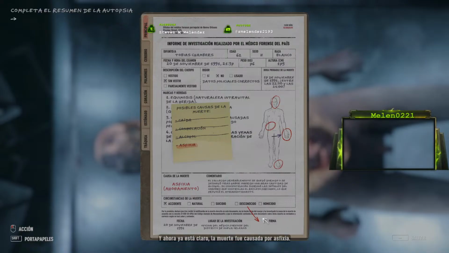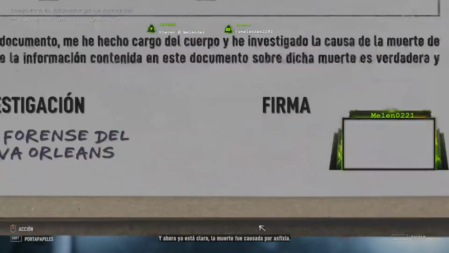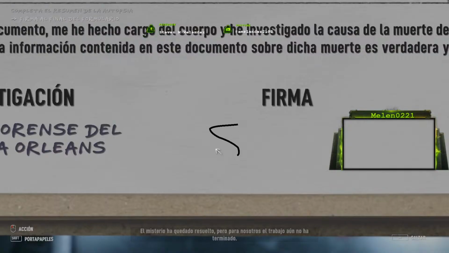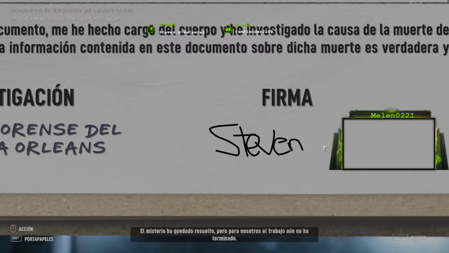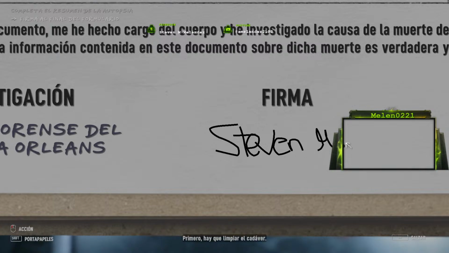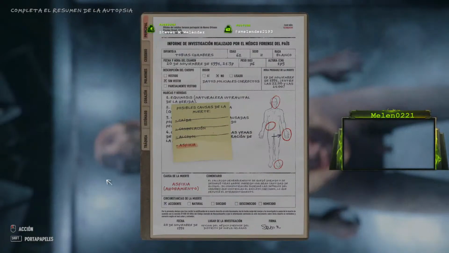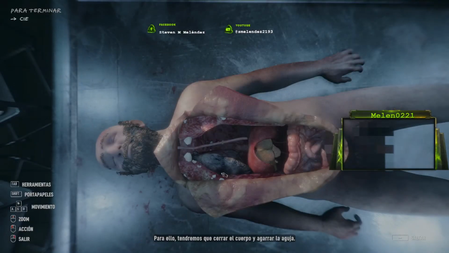And now it's all clear. The death was suffocation. Now, signature. The mystery is solved. But for us, this is not the end. First, the dead body needs to be cleaned up. For this, we will need to close the body and grab the needle.